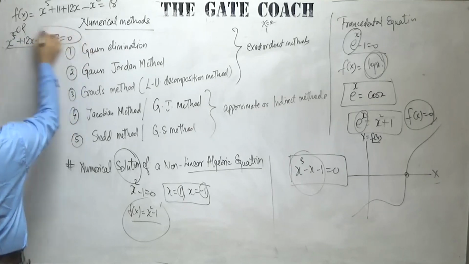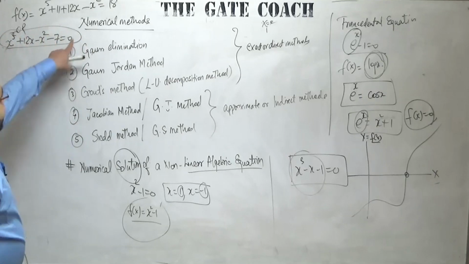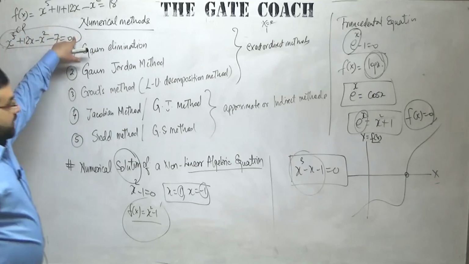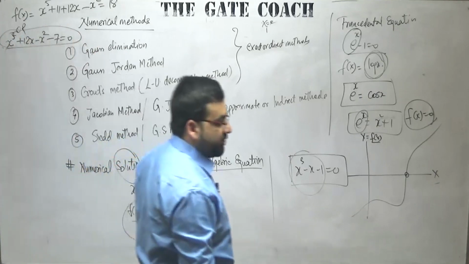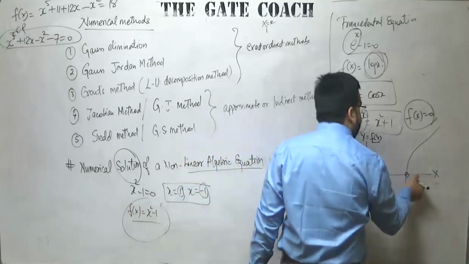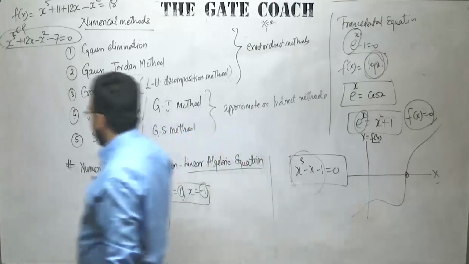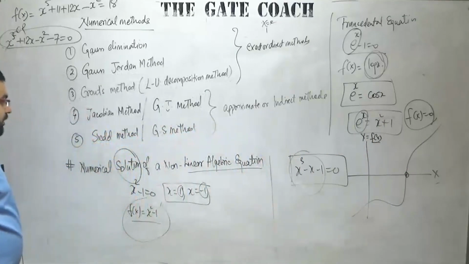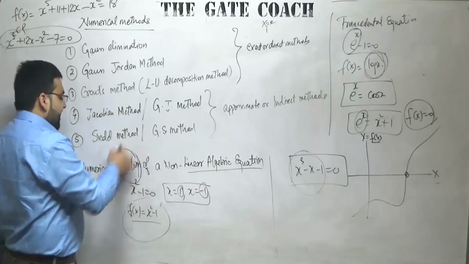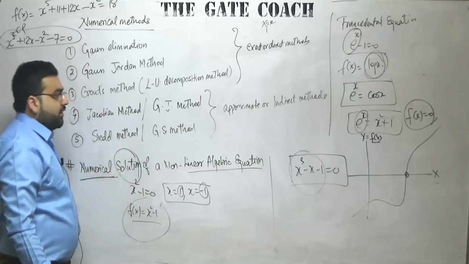So for what values of x you are getting it as 0, that is called the solution. Those values of x are called the solution. Just keep on putting the values of x. For some values of x, the graph will be showing 0 value, and that is called a solution. To come to a solution with the help of numerical methods, we have a lot of methods.